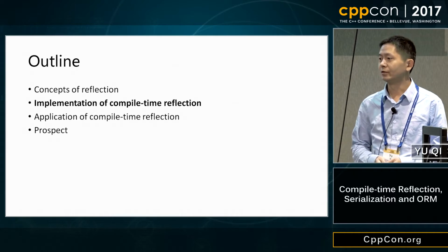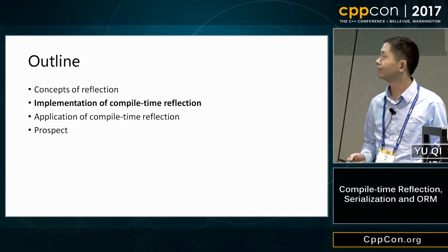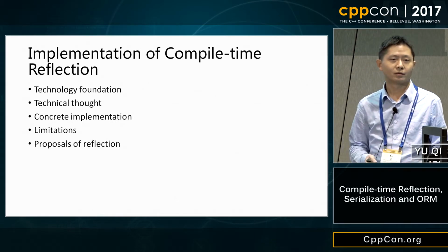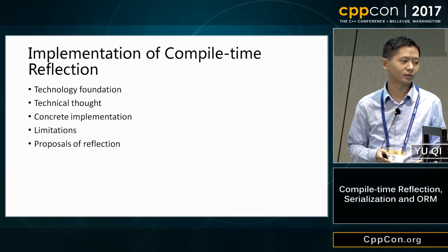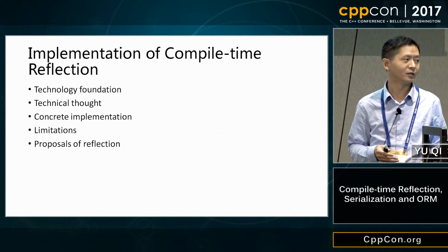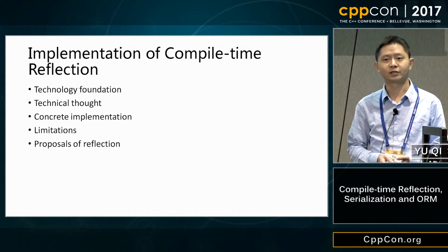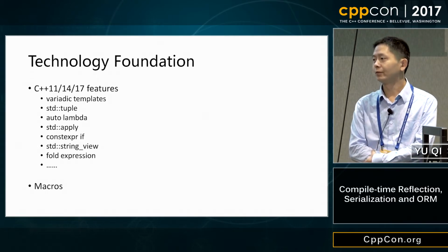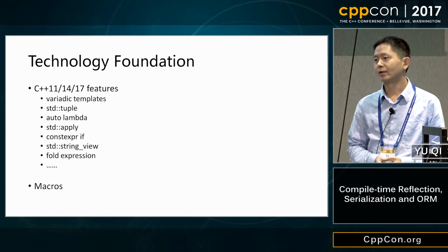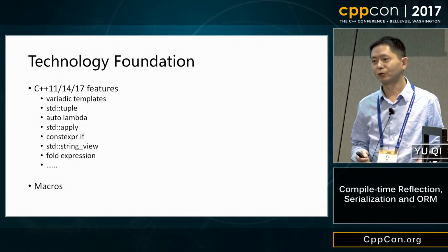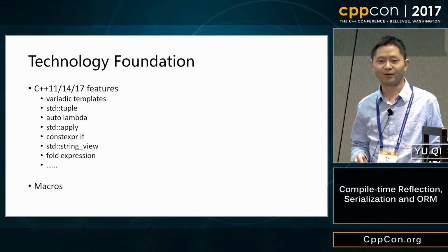Next, I will talk about the implementation of compile-time reflection. In this section, I will talk about the technical thought and the concrete implementation and some limitations and proposals about reflection. I use some modern C++ features and macros. Maybe many people don't like macros because they look ugly, right? But it can help us a lot.